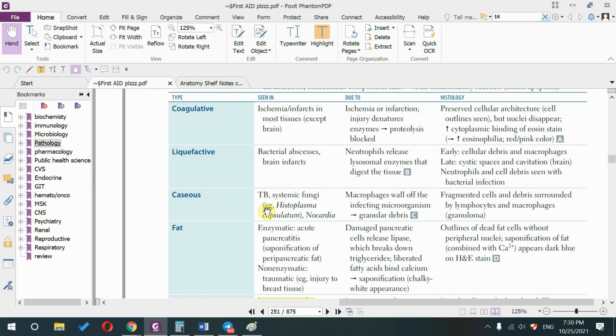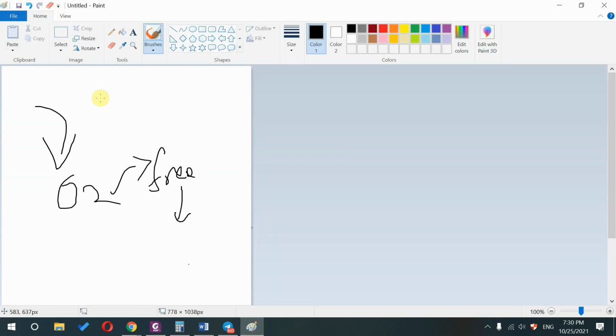Okay, so TB and the other fungi and Nocardia, systemic fungi. Systemic fungi are not only Histoplasma, there is also coccidioidomycosis and blastomycosis, and paracoccidioidomycosis as well, so there are quite a few of them. We'll study them deeply, don't worry about them now. Anyway, what happens is that caseous necrosis is macrophage mediated. So the macrophages wall off the infecting microorganism. Why? Well, in case of TB, the macrophage comes to eat the TB, right? So here is the macrophage, the strong guy.